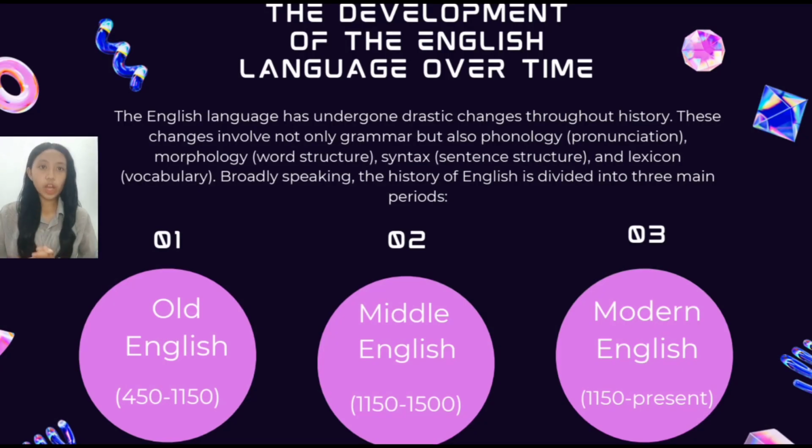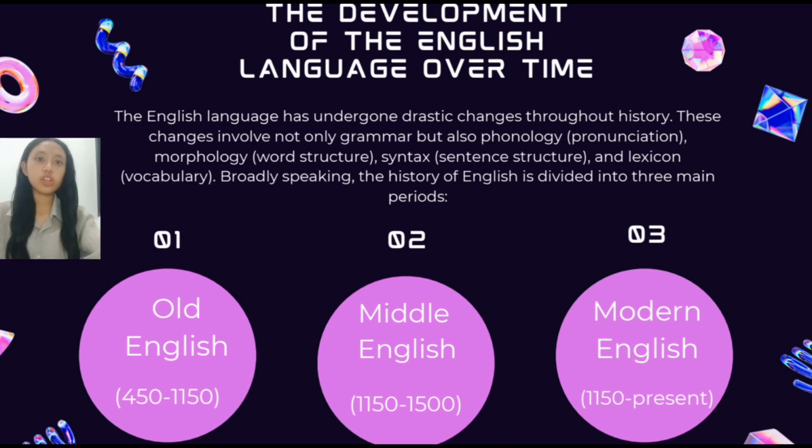The development of the English language over time. The English language has undergone drastic changes throughout history. These changes involve not only grammar, but also phonology, morphology, syntax, and lexicon. Broadly speaking, the history of English is divided into three main periods.